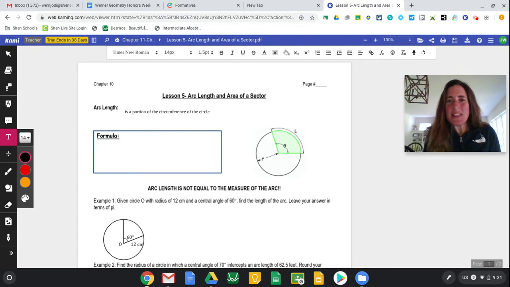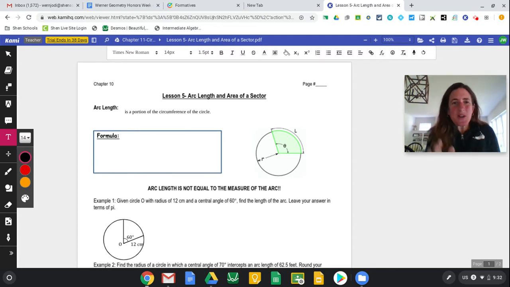Today, we're going to do lesson 5 from our circles chapter. I think it's lesson 5. I have no idea, I've lost track. But we're going to do some arc length and area of a sector. I cannot wait, and I know you're super excited to learn what it is.